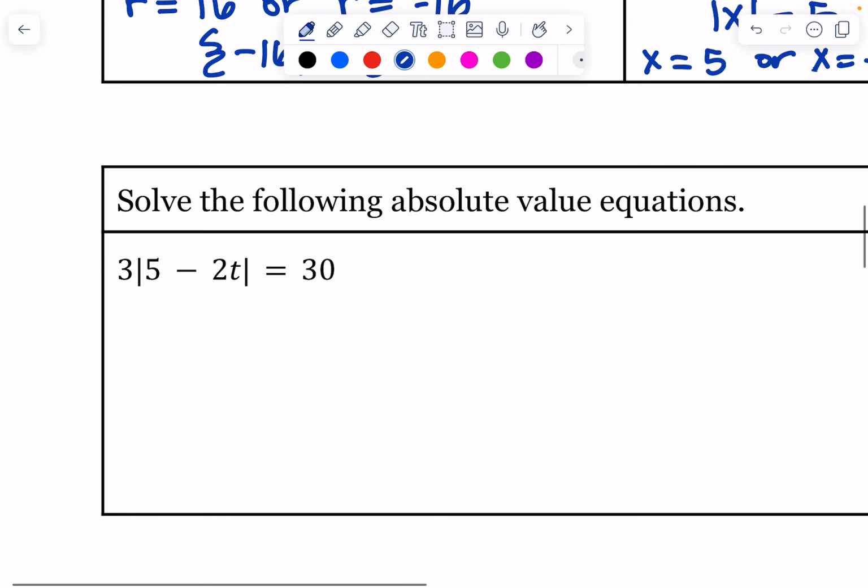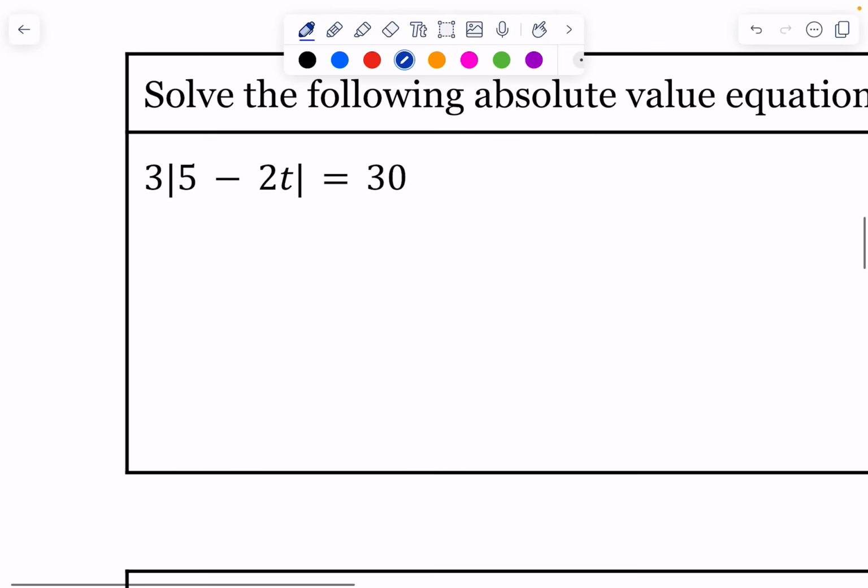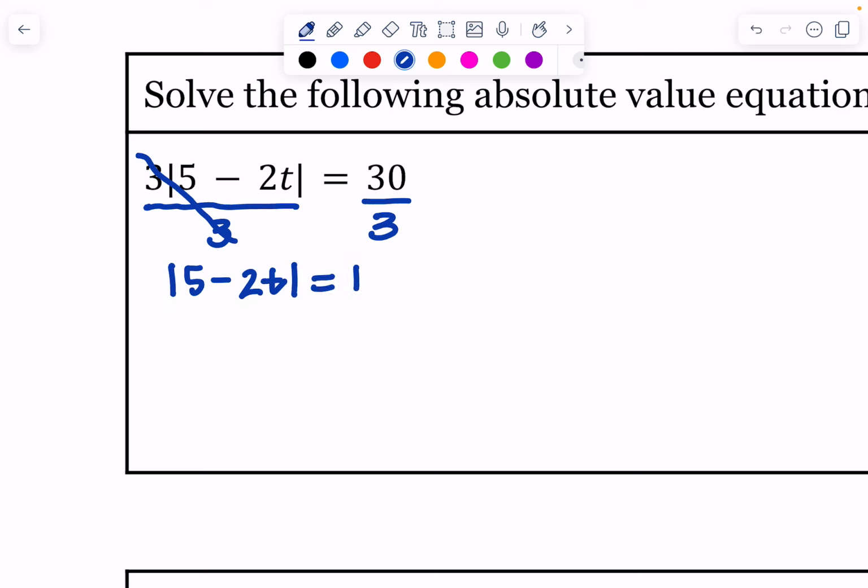All right, for the next section, same thing, just a little more complicated problems. We're going to divide by 3. You might be tempted to distribute here, but because of the absolute value, it gets very tricky if you do that, so I try to avoid doing that at all costs. In between the 3 and the absolute value, there's a multiplication, so to move the 3 to the other side, we're going to divide by 3. And we're left with the absolute value of 5 minus 2t is equal to 10.